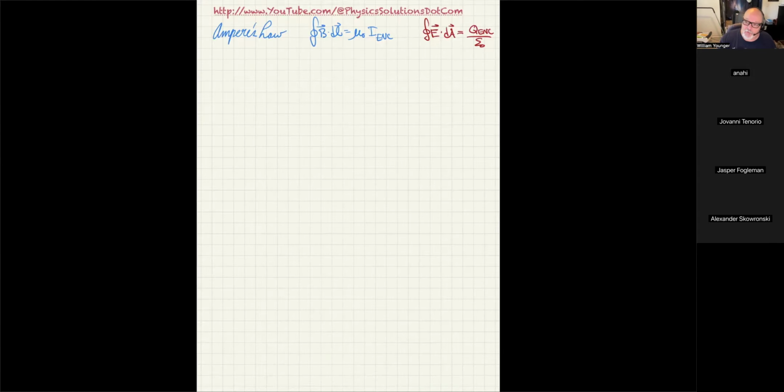On Ampere's law, the left-hand side is the integral over a closed path. So it's B dot dL instead of B dot dA. So that's the big problem here. So let me show you how we can deal with this.